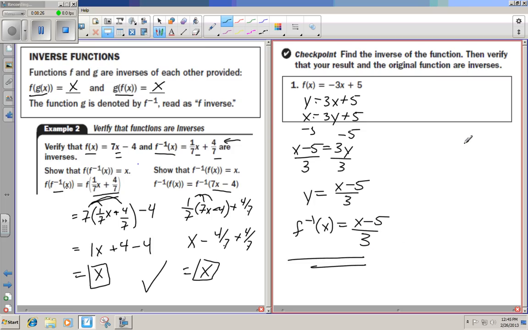But if it says to verify, go ahead and you have to do the composite f of the inverse of x, and then you have to do f inverse of f of x. And when you do this, you're going to do all the work, and it's going to be that x should equal x. That is the verification that these are inverses. So f of x is 3x plus 5, f -1 of x is x minus 5 over 3.